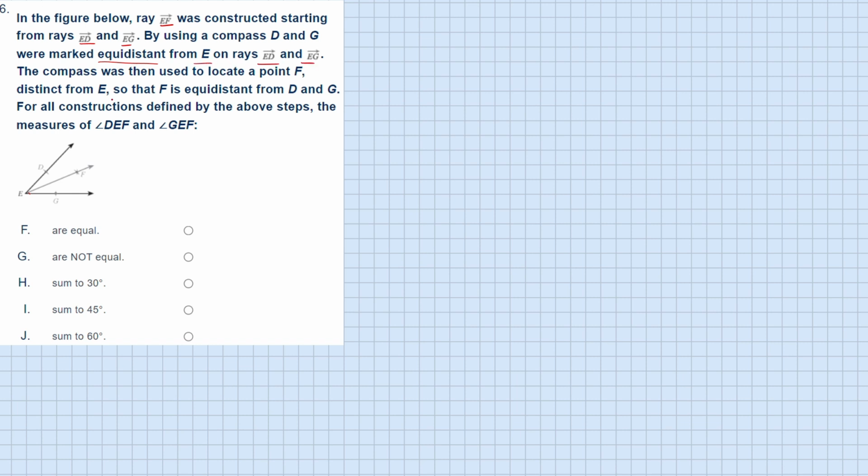You can see here that by using a compass, D and G were marked. This point is marked and this point is marked from E, and G and D are both equidistant from E, right? This distance is equal to this distance. So you can see the distance ED is equal to the distance EG.